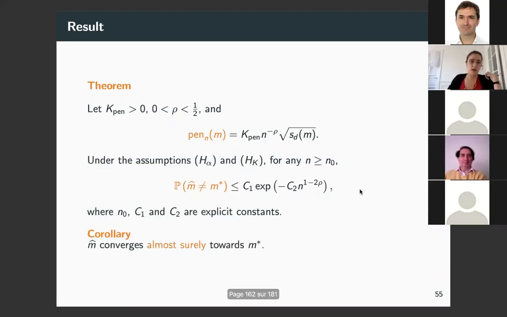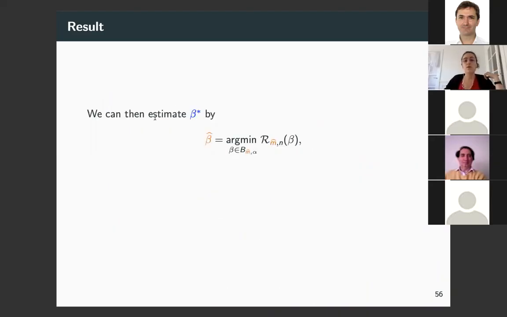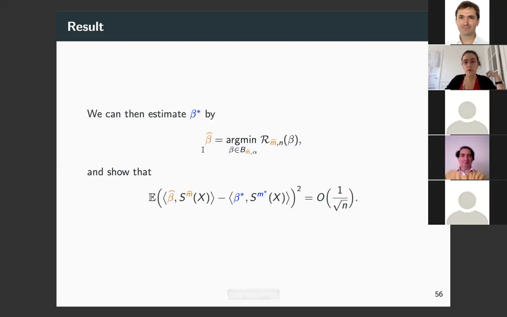So that's it. This tells us that m hat converges almost surely towards m star when we have more and more data, where N is the number of data points. With this, we are also able to estimate beta star by just taking the argmin of the loss for this size m hat. So we have both m hat and beta hat, and we have a bound on the L2 error of the regression function, which is the function that we will use to predict.